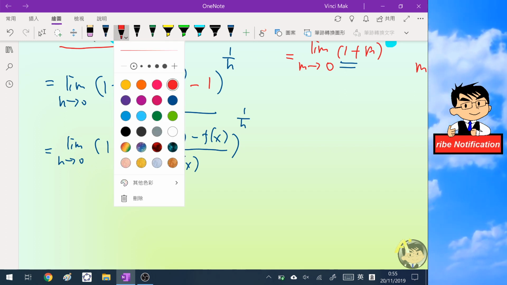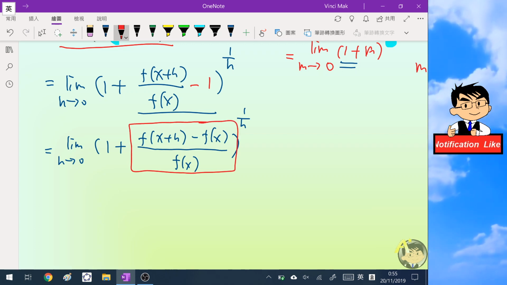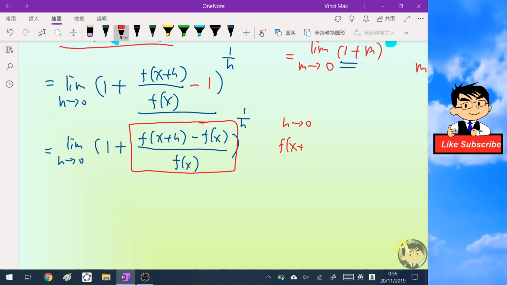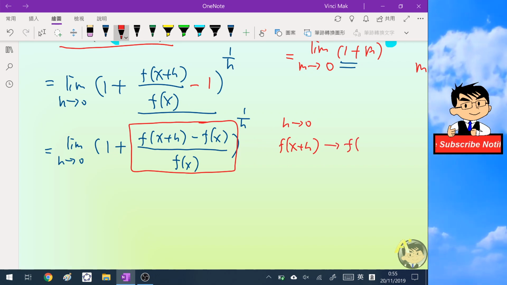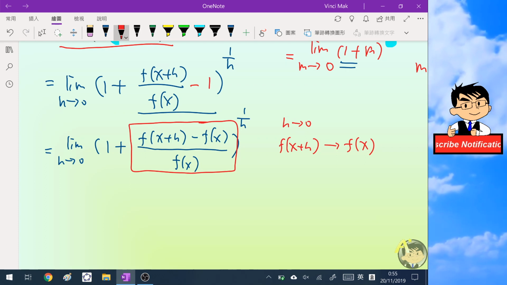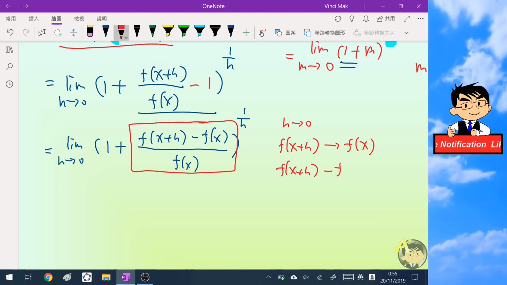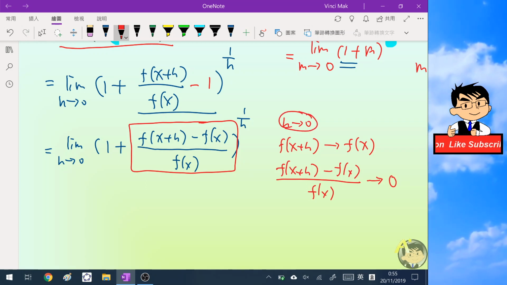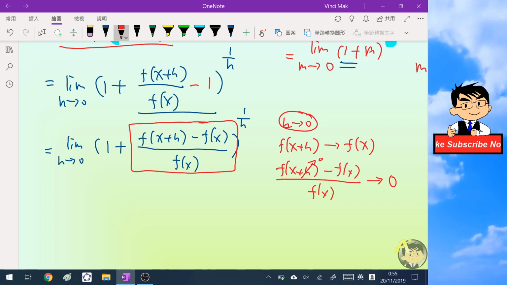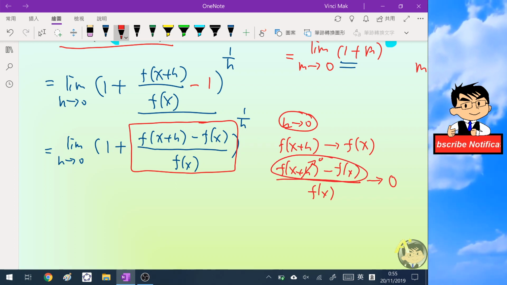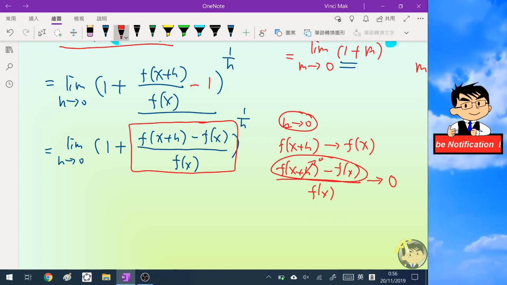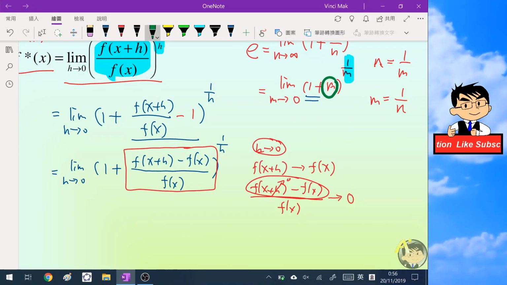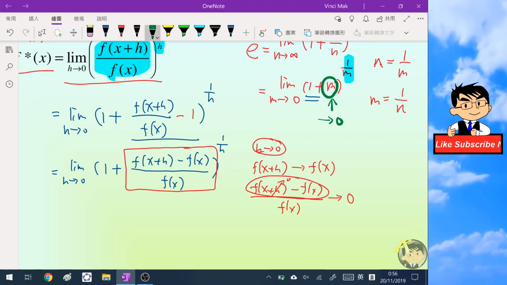Let's have a look at this part. When h tends to 0, f(x plus h) becomes f(x). So the whole expression over f(x) will tend to 0 when h tends to 0, because in the numerator is the difference of two f(x), which is 0. So now the criterion is the same as the constant e, because this part will tend to 0 also.